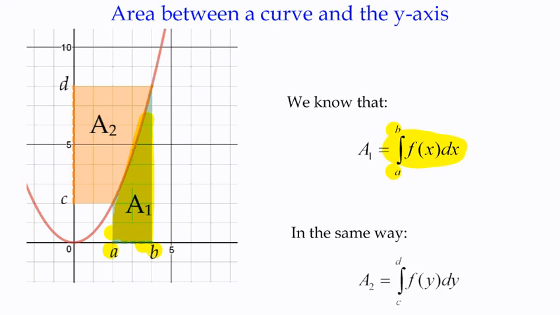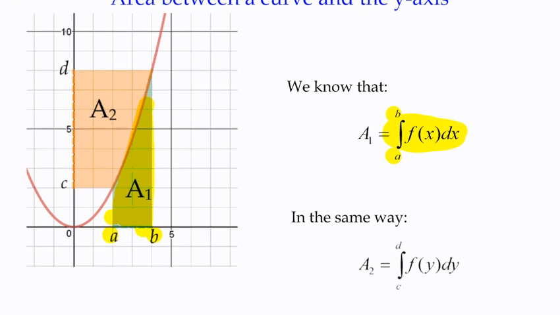So basically what I'm saying is that for area 2 on the graph here, we have to express the function in terms of f of y. So it will be x equals something in terms of y. We'll integrate with respect to y, and we'll use our upper and lower limits on the y-axis. So everything we've done in terms of x has to be done in terms of y, but the process is the same.